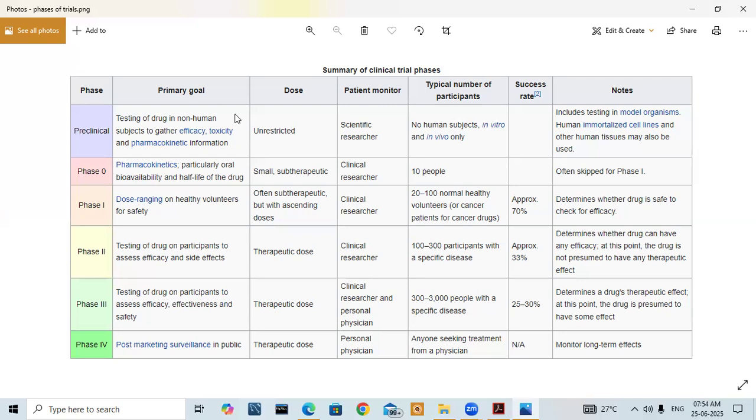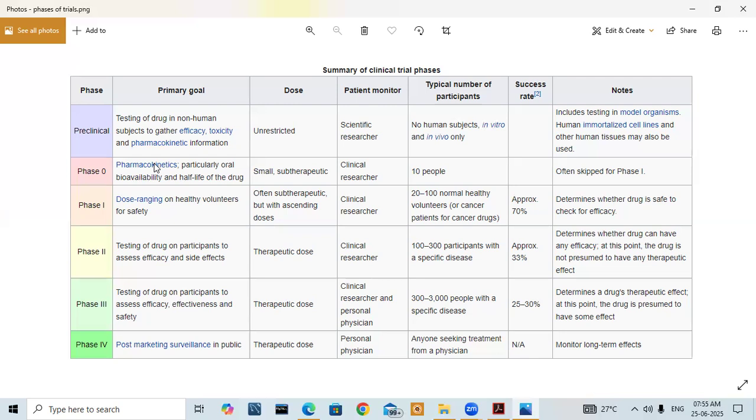For what purpose do we do phase 0? The primary goal is pharmacokinetics, to check the bioavailability and half-life of the drug. These terms you may not be familiar with if you are not from a medical background. What is pharmacokinetics? What is the bioavailability of the drug? Pharmacokinetics, in short, is how the body responds to the drug.